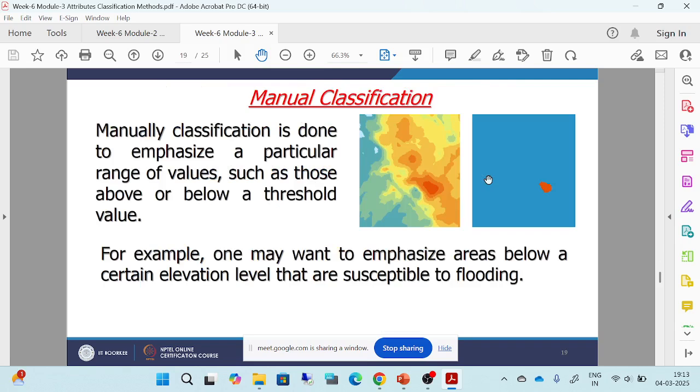Then we have manual classification that is done to emphasize a particular range of values, such as that above or below a threshold value. So you keep a threshold value, a maximum limit or something, and then above that, whatever classes are there, and below that, whatever are there. So it's something like density slicing, which we had talked about. And since it is manual classification, it is primarily influenced by the user.